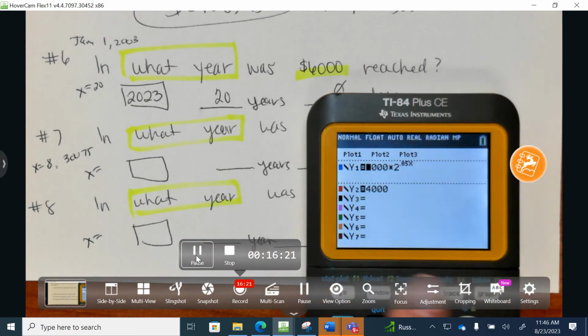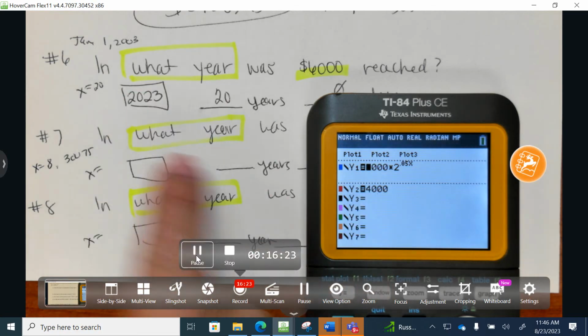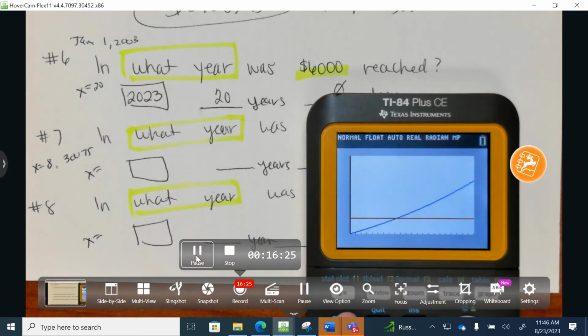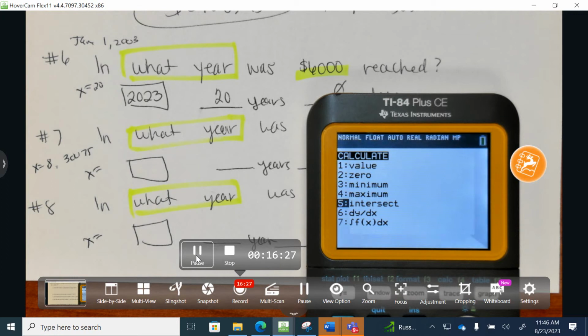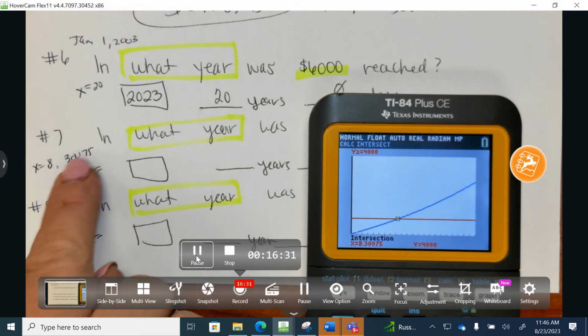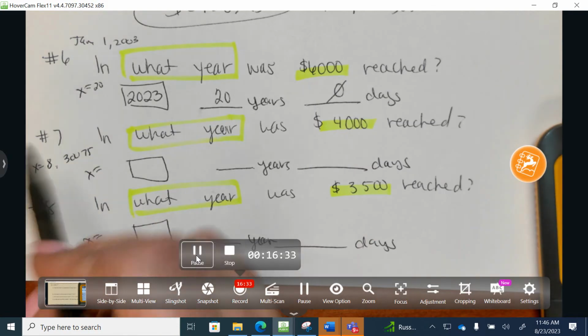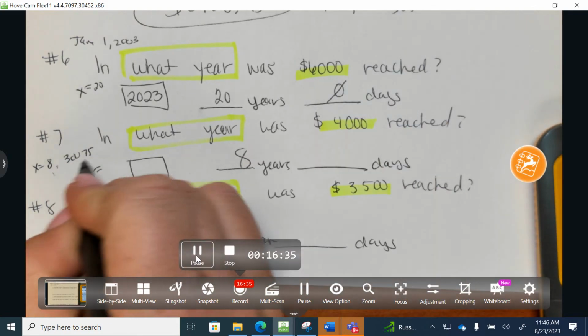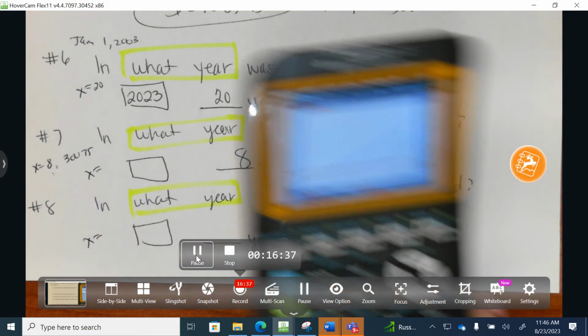All right, so for part 7, I'm changing the 6,000 from the previous problem to 4,000. I'm graphing it. And I'm going to identify the exact point at which these two lines are going to intersect. I write it down off to the side. So there is exactly 8 years, and then this additional time I need to turn into days.